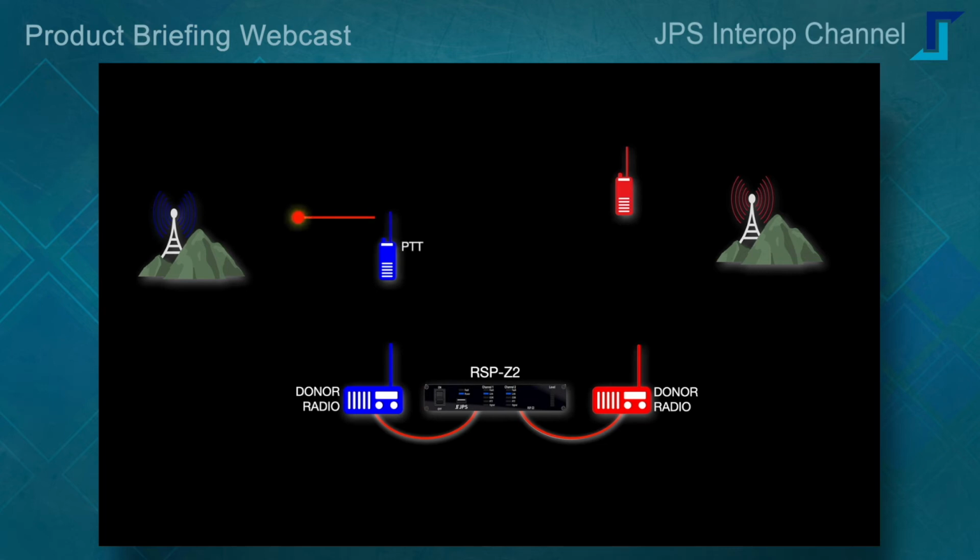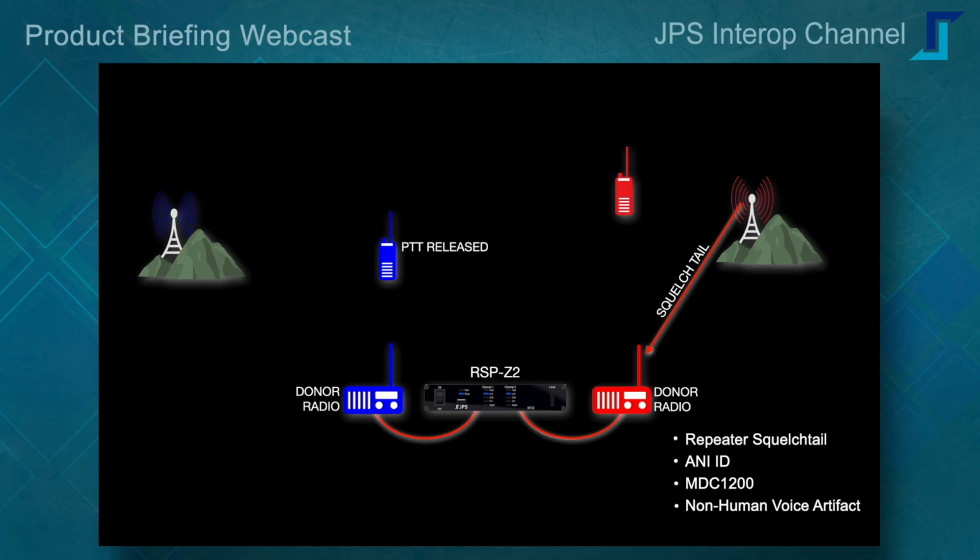And when we key a subscriber unit out in the field, we're going to hit our repeater, and our donor radio is going to accept that information. We're going to deliver that information to the disparate system. And when a subscriber unit releases their push-to-talk button on their radio, the red donor radio on the bottom right also releases its push-to-talk. And if there is a significant squelch tail, or maybe even an ANI IDing tone or an MDC 1200 or any non-human audio artifact emitted from that repeater, that information is going to be sent to the donor radio. It's going to be in a received state.